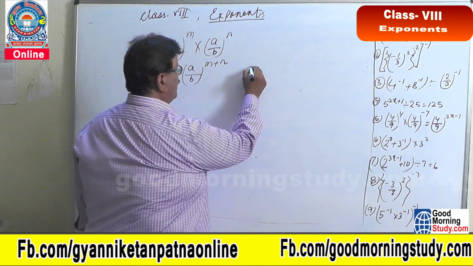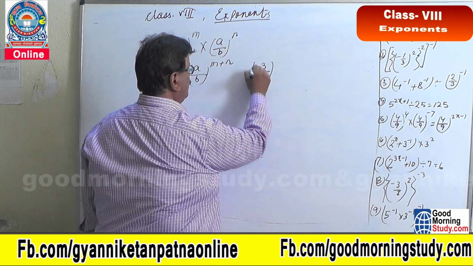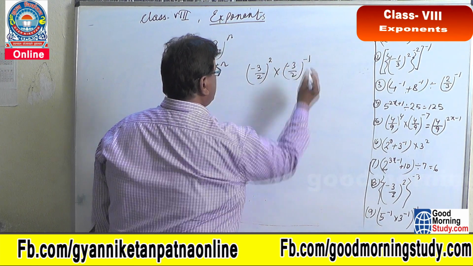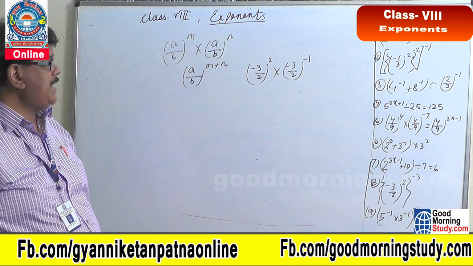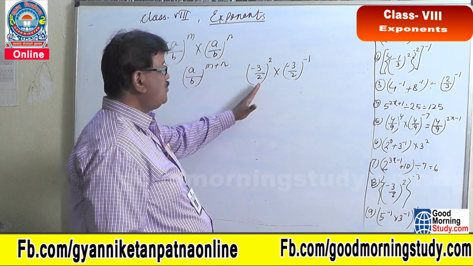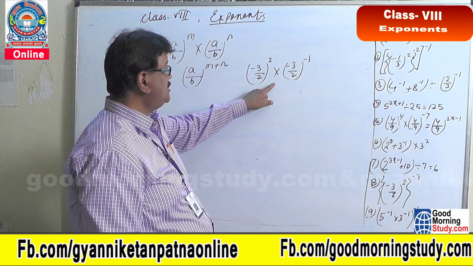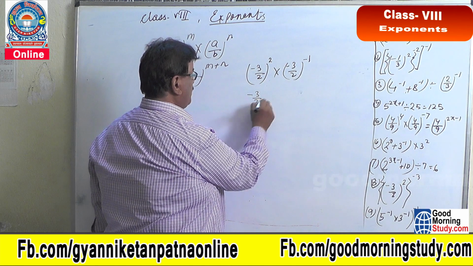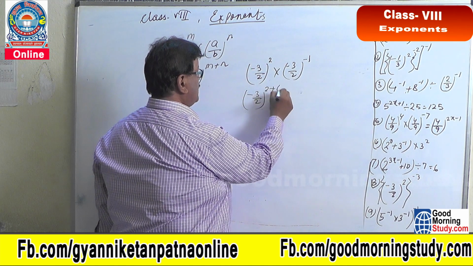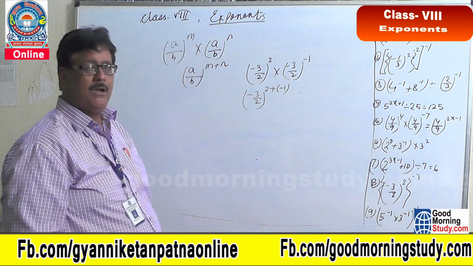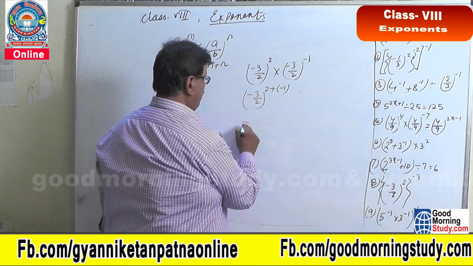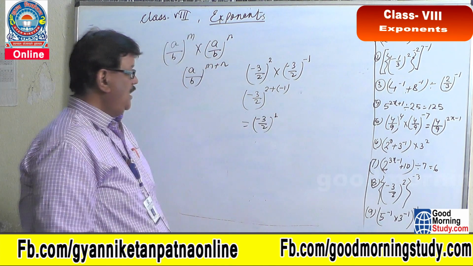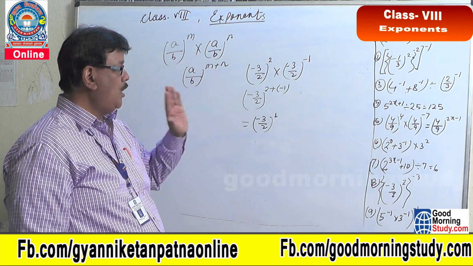Let us suppose we have the rational number (minus 3 by 2) raised to the power 2 into (minus 3 by 2) raised to the power minus 1. These are two rational numbers related with multiplication, so we will follow this rule. Here it will be 2 plus minus 1, and we will get (minus 3 by 2) raised to the power 1.